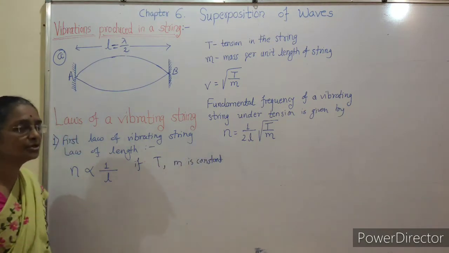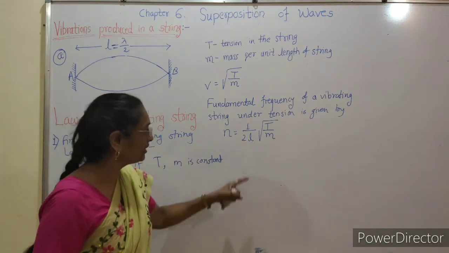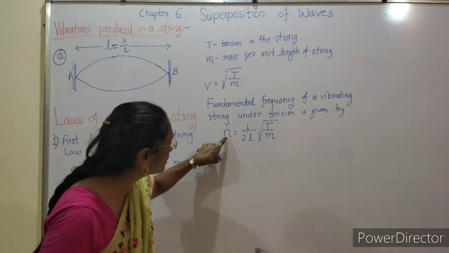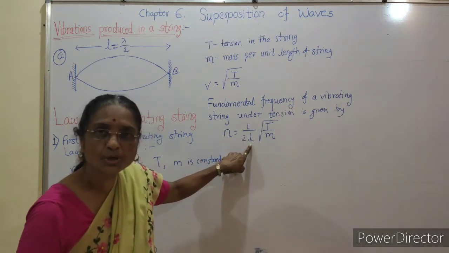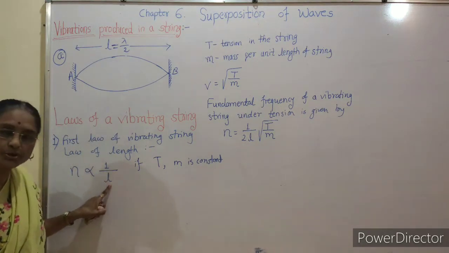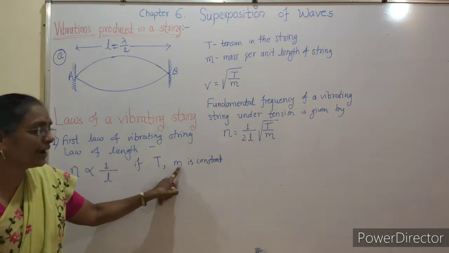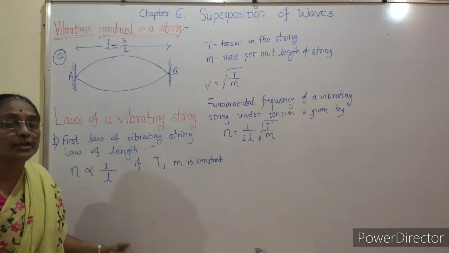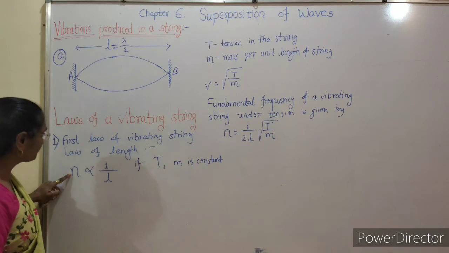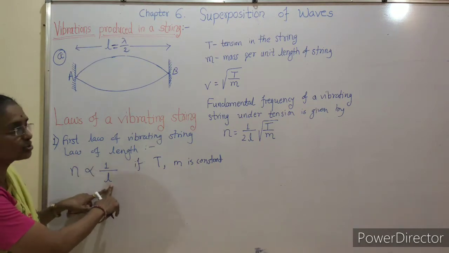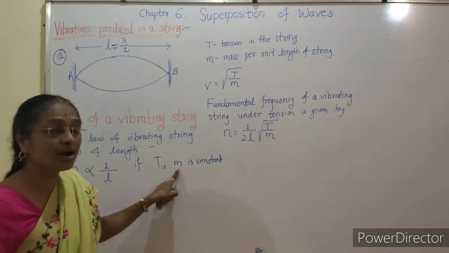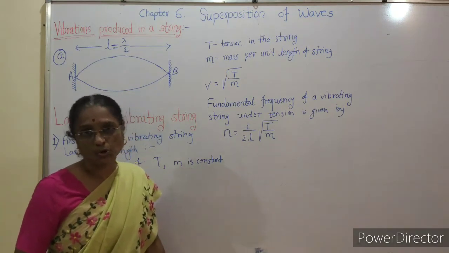From this equation we conclude that when T and M are kept constant, N is inversely proportional to length L. So N is inversely proportional to L if T and M are constant. In words, we say that the frequency of a vibrating string is inversely proportional to the length of the vibrating string if tension and mass per unit length are constant.